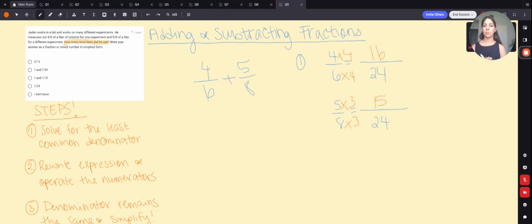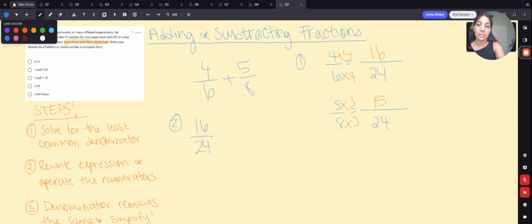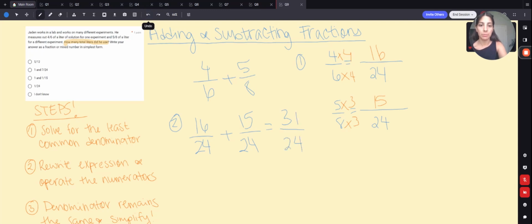Now we move into our second step where we rewrite our expression with our new common denominators and operate the numerators. Now that we have our common denominators, we just simply add or subtract across. In this case, it is addition. So going into step 2, I have 16/24 and 15/24. 15 plus 16 is 31, and we keep that same denominator, so we have 31 over 24.